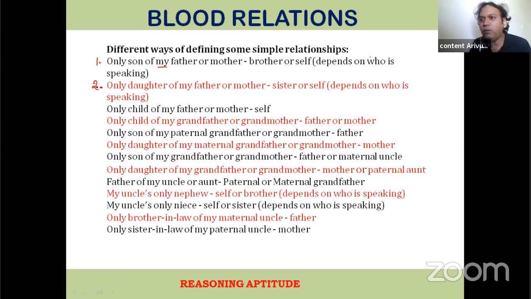But if I say Tom's father has only one daughter, who is she? That one daughter would be Tom's sister. So it is very important to understand these very simple things, but sometimes confusing.